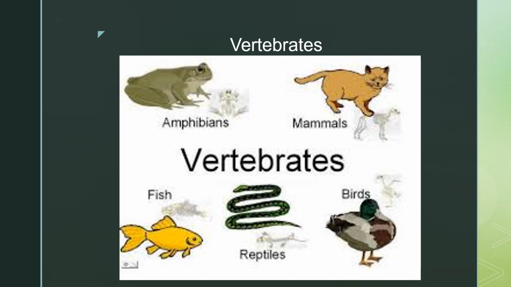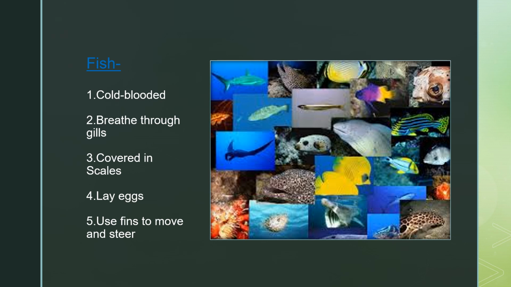Let us go through these words again. Amphibians, mammals, fish, reptiles, and birds. You are going to learn each group of these in more detail. Firstly, we're going to look at the group known as fish.